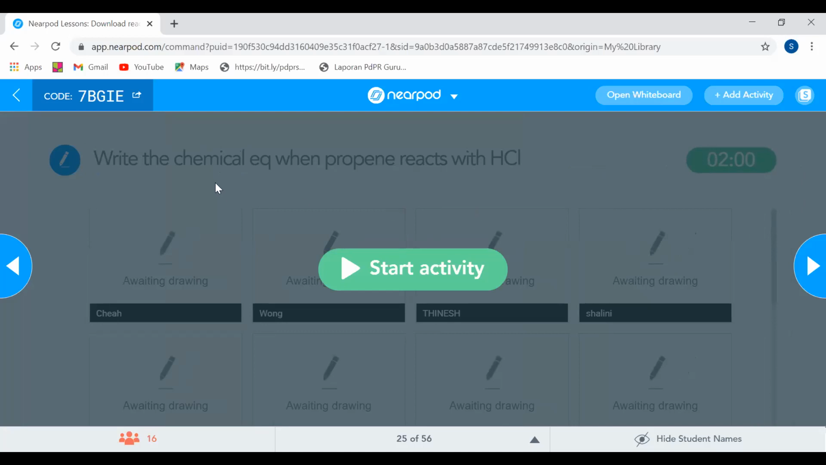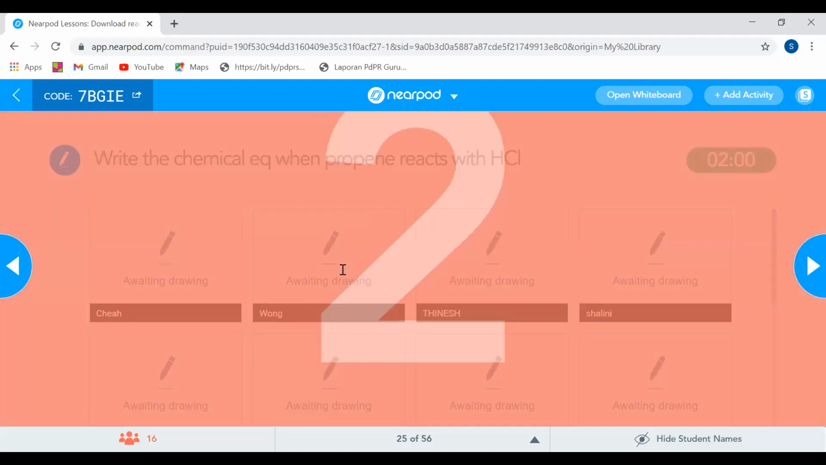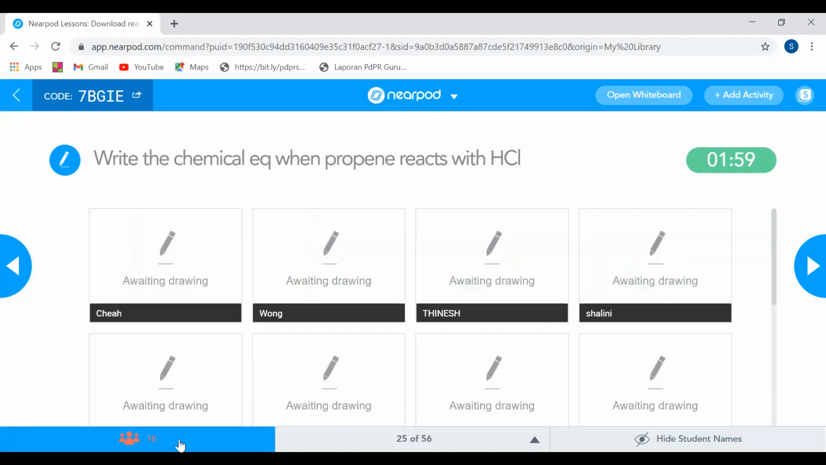You must write the chemical equation when propene, propene has 3 carbons, yeah? Propene is 3 carbons, reacts with HCl. Okay, start now. Those of you who have not joined Nearpod, quickly join Nearpod.